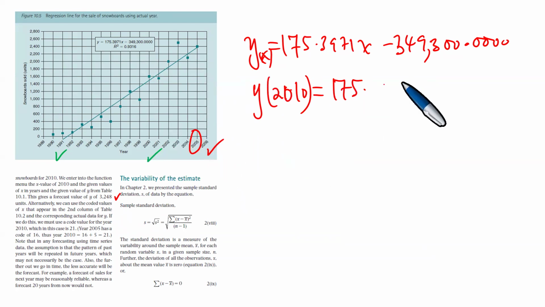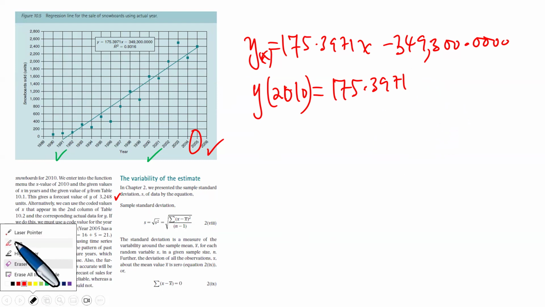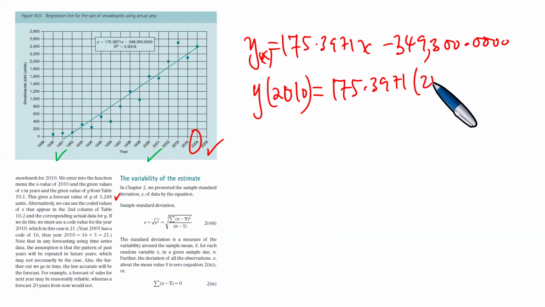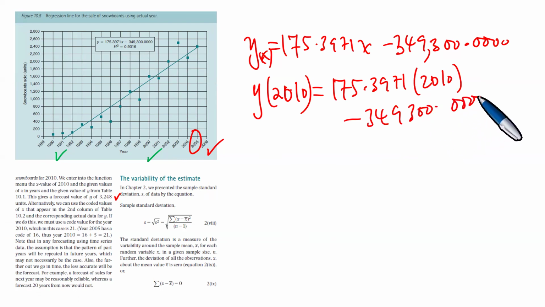Right, 2005, and then we can forecast 2010, and now we go outside this, we go beyond this. This was up to 2005. We want to know what the sales are going to be of the snowboards in the year 2010. So we put 2010 here like that. Okay. 2010 minus 349,300.